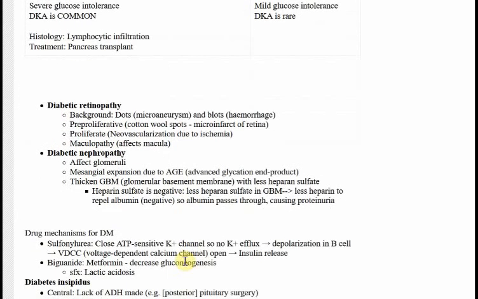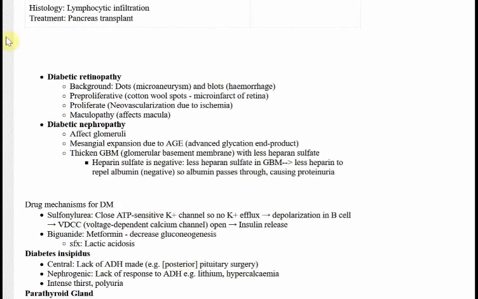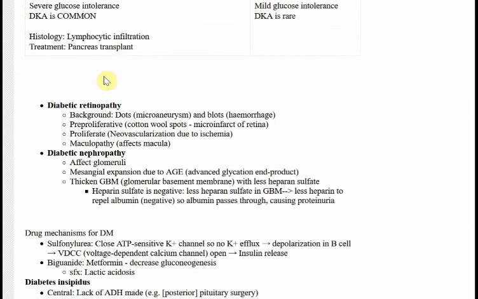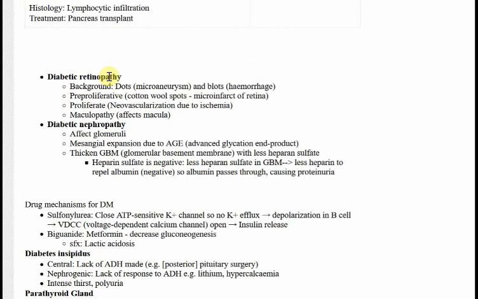Okay, now complications we briefly touched on. So eyes. So remember, you can get cataracts because of all that sorbitol. The glucose converts into sorbitol in the eyes and draws in water, so therefore your lens becomes cloudy, you get cataracts. We talked about VEGF formation. So you get retinopathy, different stages of diabetic retinopathy. You get background, preproliferative, proliferative, and maculopathy.